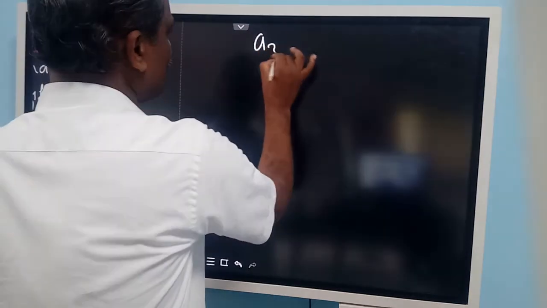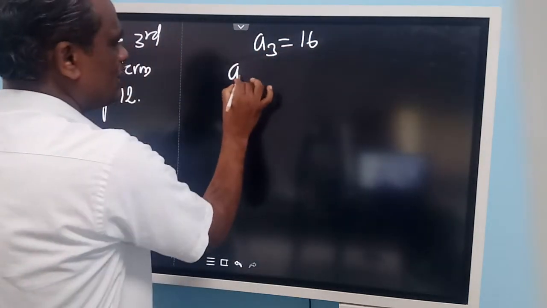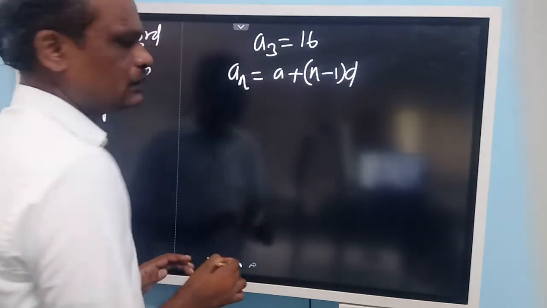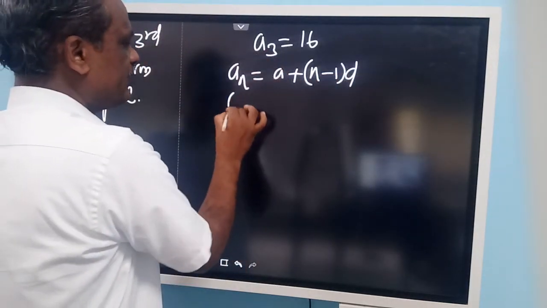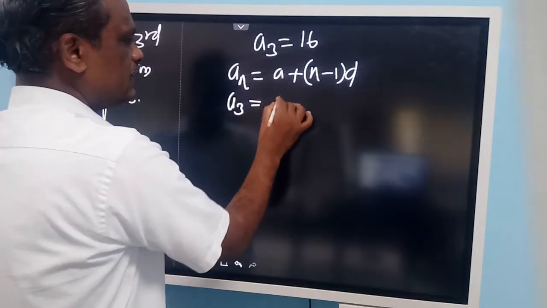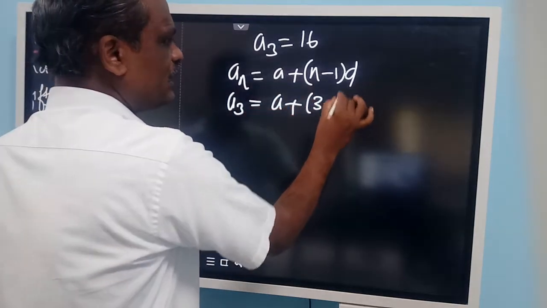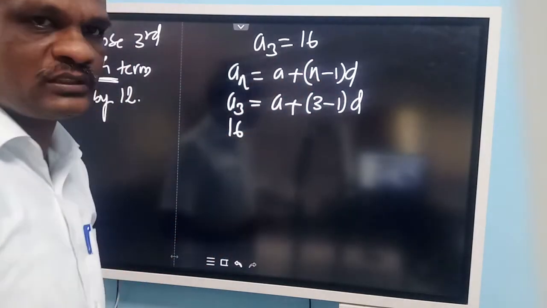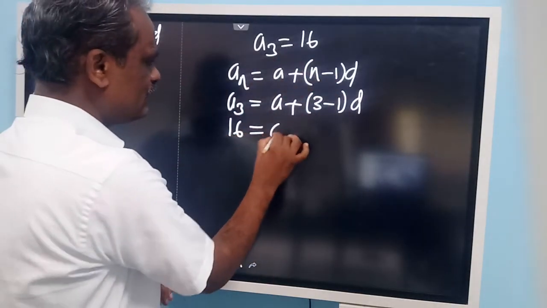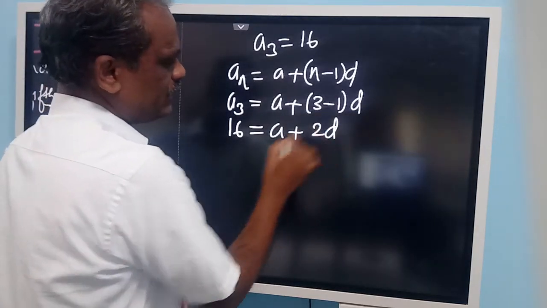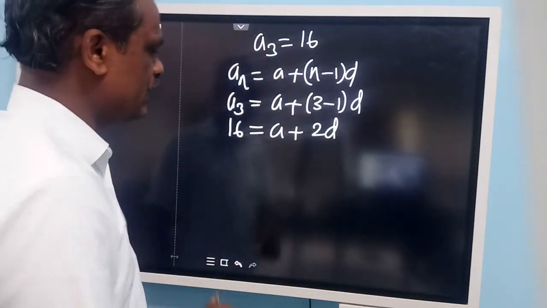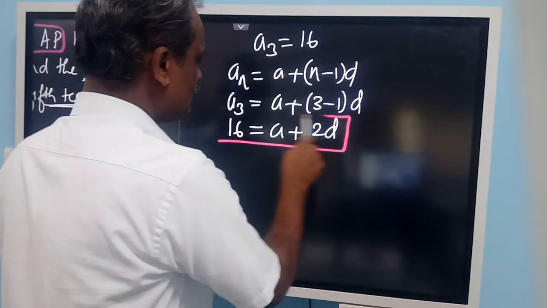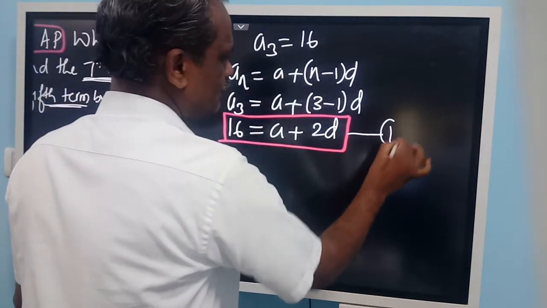So A3 is equal to 16. We have the nth term formula: An is equal to a plus (n minus 1) into d. So let us write here A3 is equal to a plus (3 minus 1) into d. A3 here is 16, so substitute 16 in place of A3: 16 is equal to a plus 2d, since 3 minus 1 means 2, 2 into d. So you got one equation using the first information. Call this equation 1.